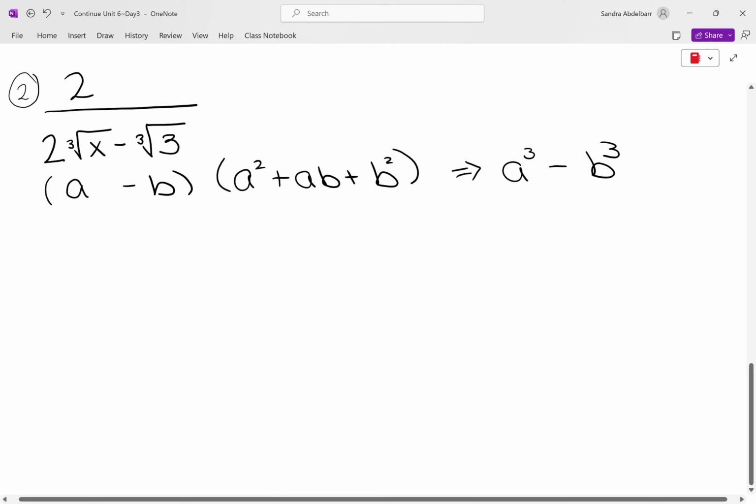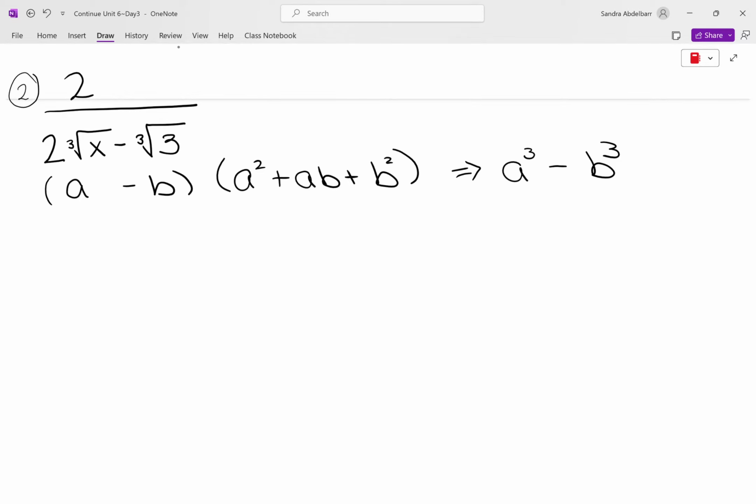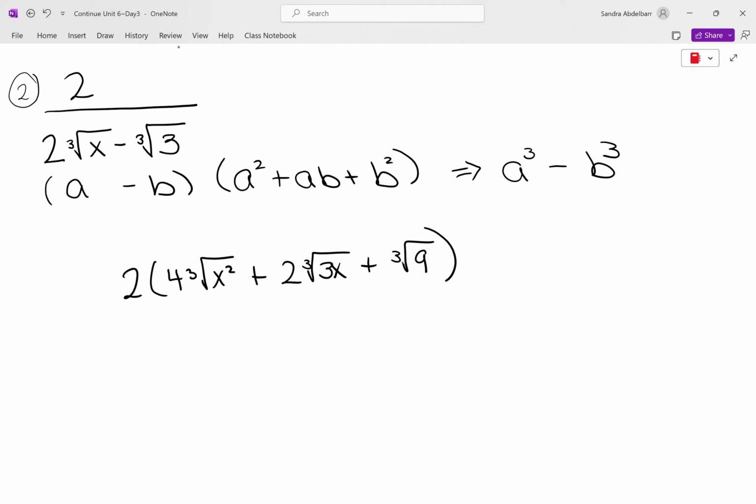Who thinks they have an answer for me? You, Philip? 2 times the quantity 4 cube root x squared plus 2 cube root 3x plus cube root 9 over 8x minus 3.